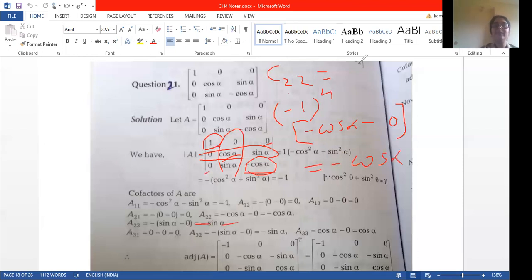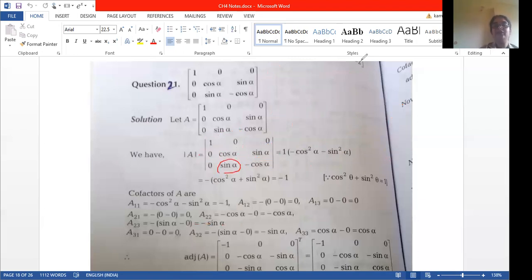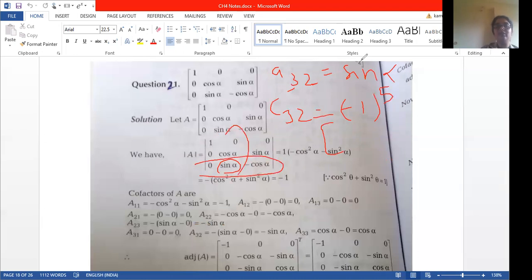Then next is sine alpha. Which element is it? A32 is sine alpha. So C32 will be equal to minus 1 to the power of 3 plus 3 plus 2, that is 5, times... Now, which row and column is sin alpha lying in? This row and this column. So what are we left with? 1 into sin alpha minus 0 into 0.